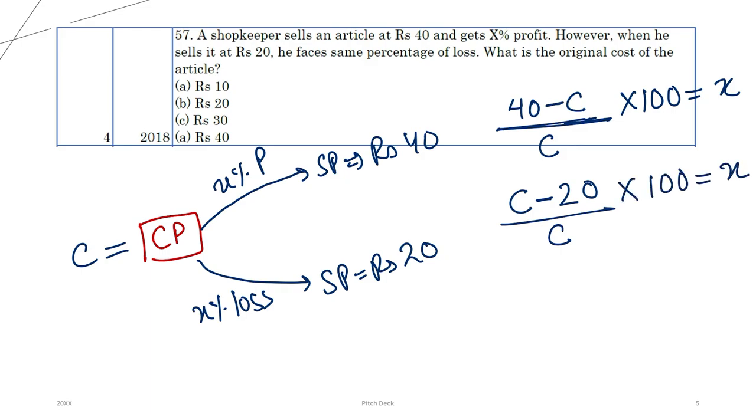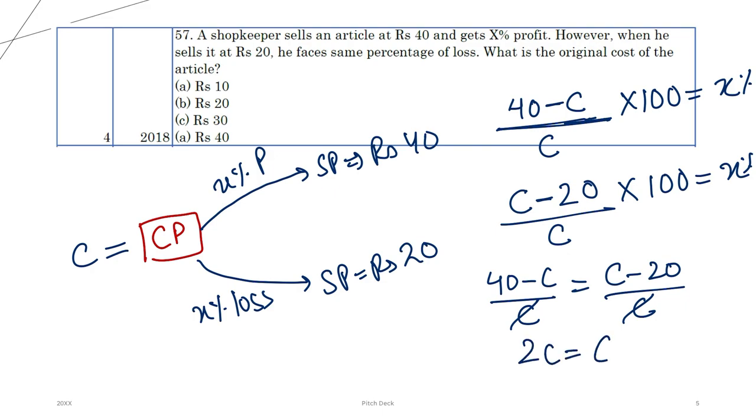So what did we do? We did (40 - C)/C into 100 is equal to x percent. This is profit and this is loss, right? So comparing both of these, you will get (40 - C)/C is equal to (C - 20)/C. So this gets cancelled out. So 2C is equal to 60, C is equal to 30. I hope this is clear. So 30 is the cost price for this product.